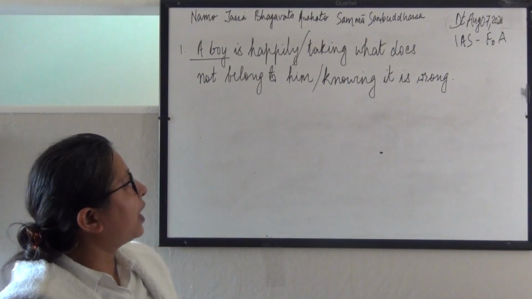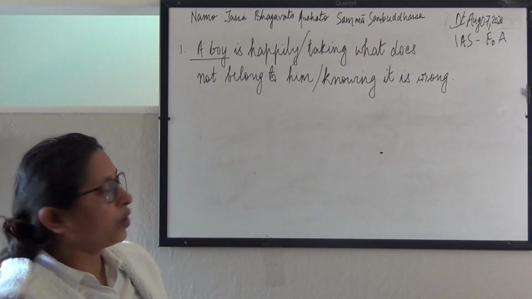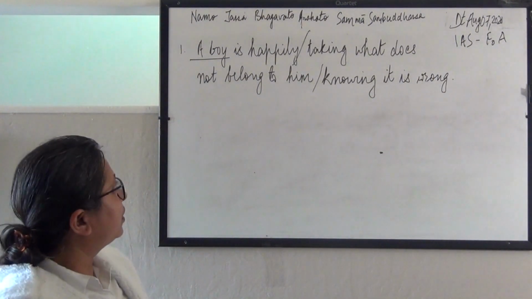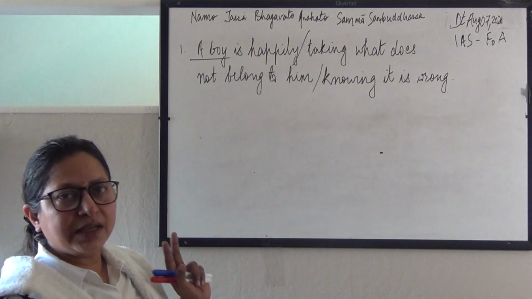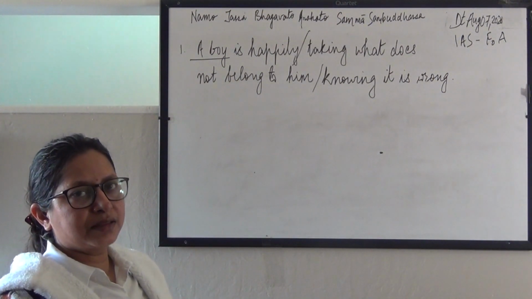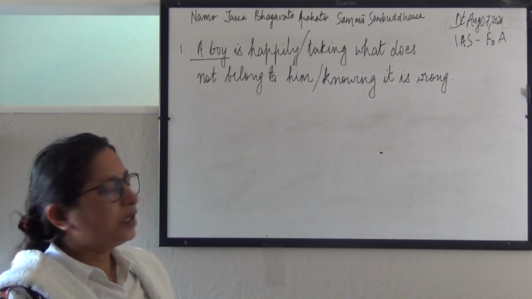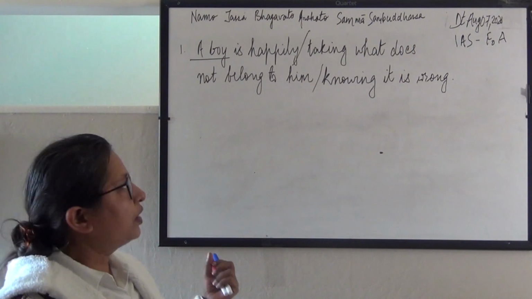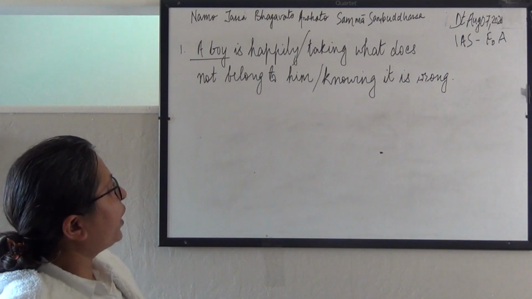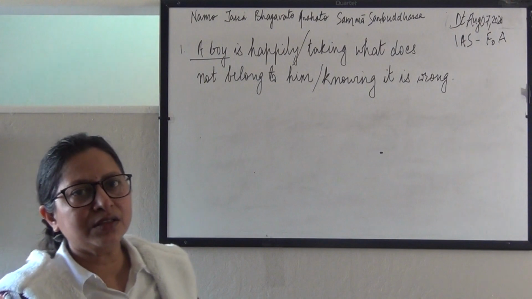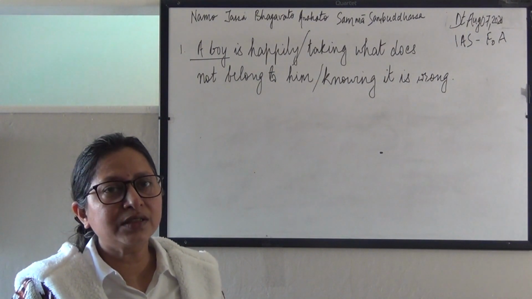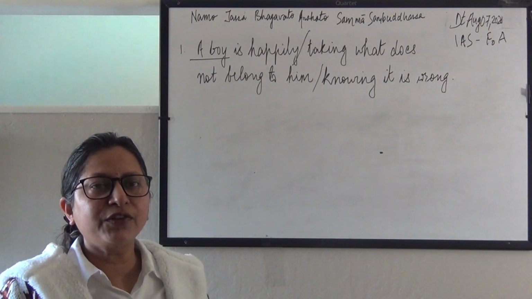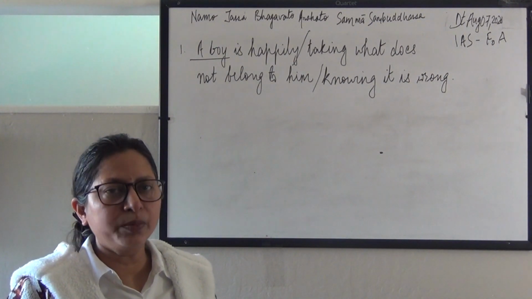A boy is happily taking what does not belong to him, knowing it is wrong. So this is a particular sentence and it is telling us something about the boy. We want to identify the chitta over here. We see that this boy is taking something that does not belong to him, so it is a lobha chitta. We have seen in the akusala chitta, the first 8 are the lobha chitta.